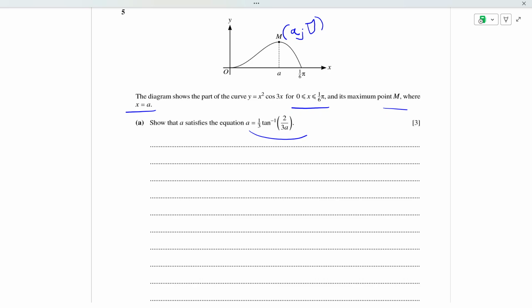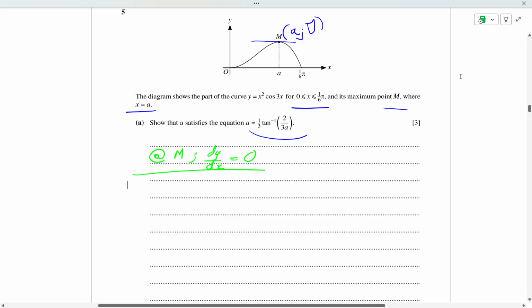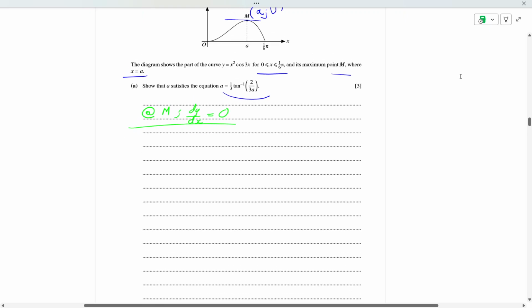All right. Okay, so we also know that the gradient at M, the maximum point, is equal to 0. So we know that at M, dy/dx is equal to 0. So this is the fact that we use to calculate that.